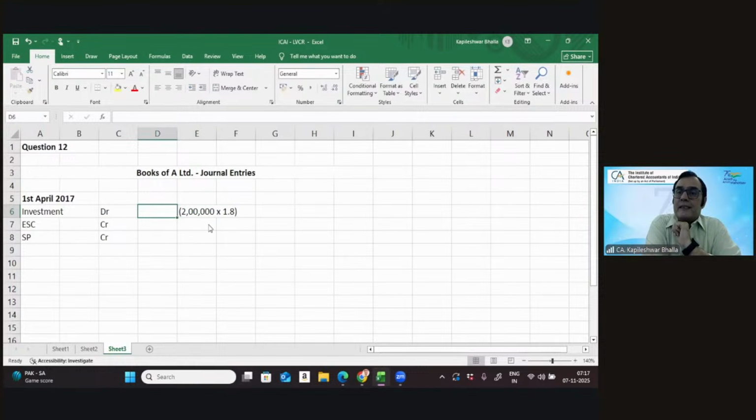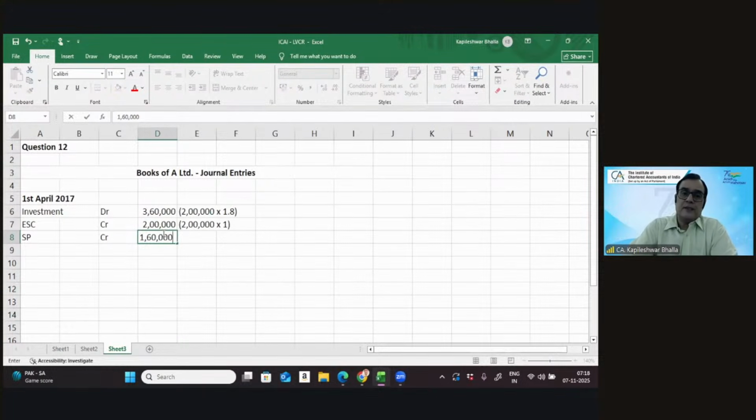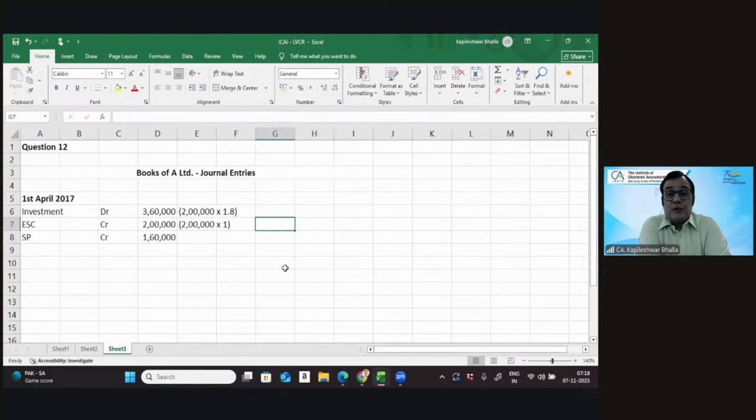It works out at the rate of 1.8. Wonderful. So this is going to be 3 lakh 60. Can I say we're going to record the face value as a part of the equity share capital? So this is going to be 2 lakhs is the face value. And we can comfortably take the balancing figure, which is 1 lakh 60, as the share premium. Super. So I think this is the entry which is done on the date of acquisition.